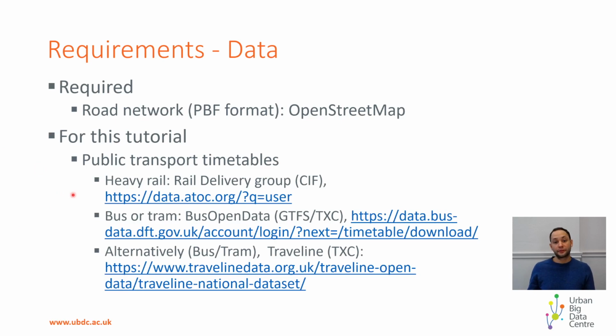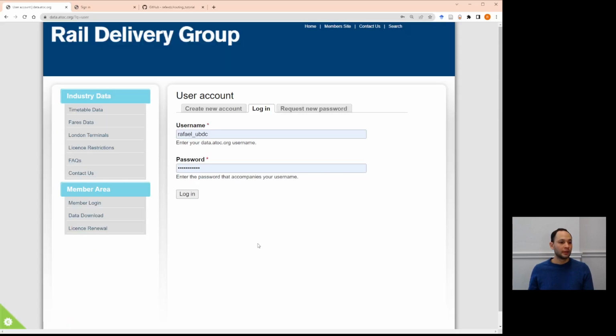The first piece of information is the Rail Delivery Group. If we access the link which is provided in the slides, it will take us to the next view. This is the Rail Delivery Group platform. First, we will need to create a new account. After we have our username and password, we can access the platform.